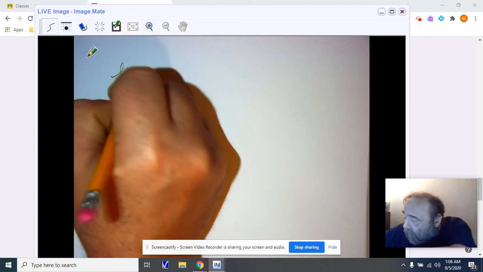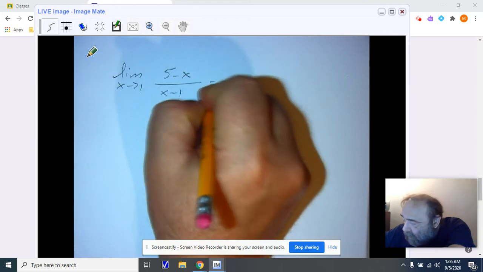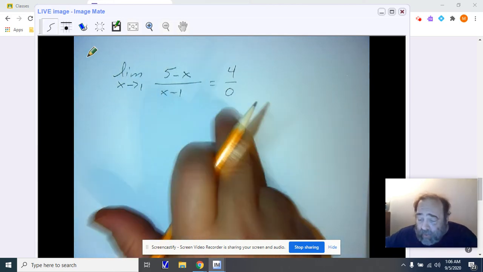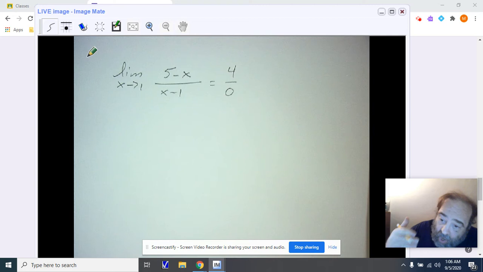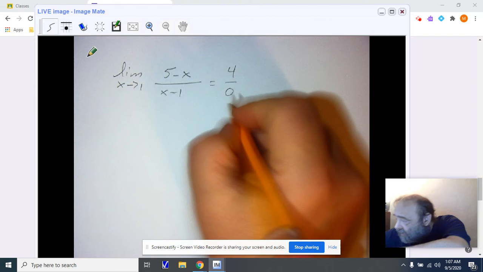The limit as x approaches 1 of (5 minus x) over (x minus 1). Notice we get 4 over 0. This is bad. Whenever you get a 0 in the denominator all by itself, and there's something other than 0 in the numerator, that tells you that this limit does not exist. You have an asymptote, and therefore you're either approaching the same infinity on both sides, either both moving toward positive infinity or both moving toward negative infinity, or they're going in opposite directions. So that means that the two-sided limit does not exist.